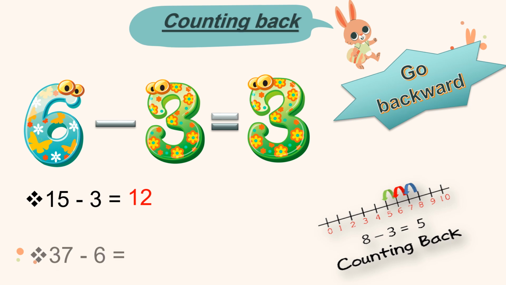Another one, 37 minus 6. We will go backward 6 steps. Before 37: 36, 35, 34, 33, 32, 31. So 37 minus 6 equals 31.